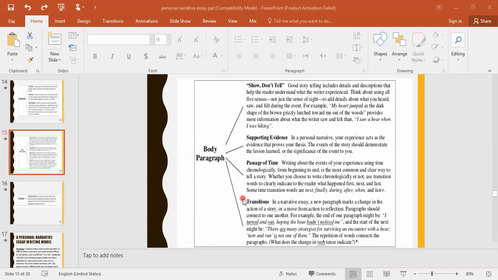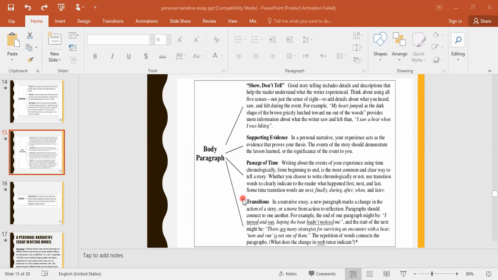In the first one, he described his feelings by using my heart jumped, and this is the personification. He described how the grizzly bear lurched toward me, was walking toward me in the woods. So this is more attractive, okay?